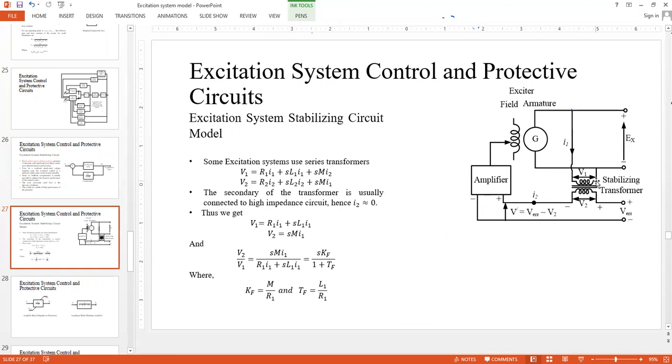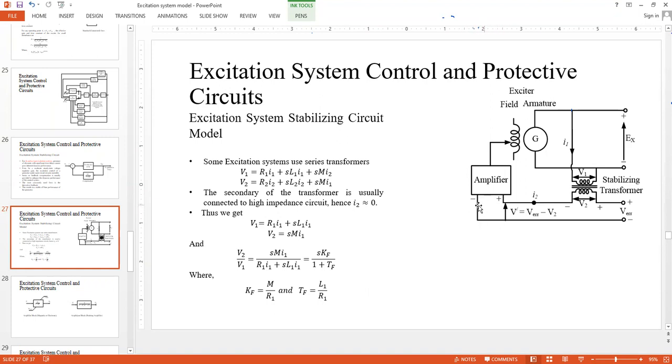That's pretty straightforward. We simply assume that this primary side of the transformer coil has a resistance R1 and an inductance L1. Current through the primary side of the transformer, as I mentioned, is I1. This L1 is the self-inductance, whereas M is the mutual inductance between the primary side and the secondary side. Similarly, R2 and L2 are the resistance and self-inductance of the secondary side of the stabilizing transformer coil. The current flowing through the secondary coil is I2. However, as we said, that could be assumed to be 0.